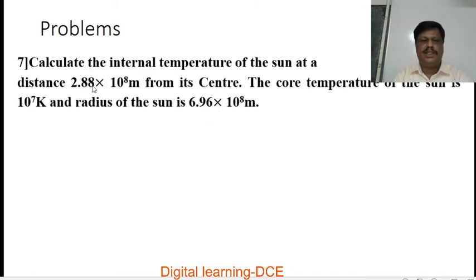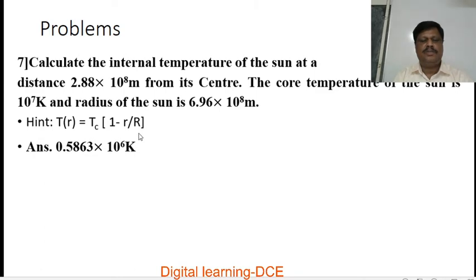I mean, the distance small r is given, the core temperature is given as 10 to the power 7, and the radius of the Sun is given. So we know the expression for the internal temperature of the star, T of r, is equal to Tc, that is the core temperature, into 1 minus small r by capital R, where capital R is the radius of the Sun. Substituting all the values and simplifying, we get the internal temperature of the star as 0.5863 into 10 power 6 Kelvin.